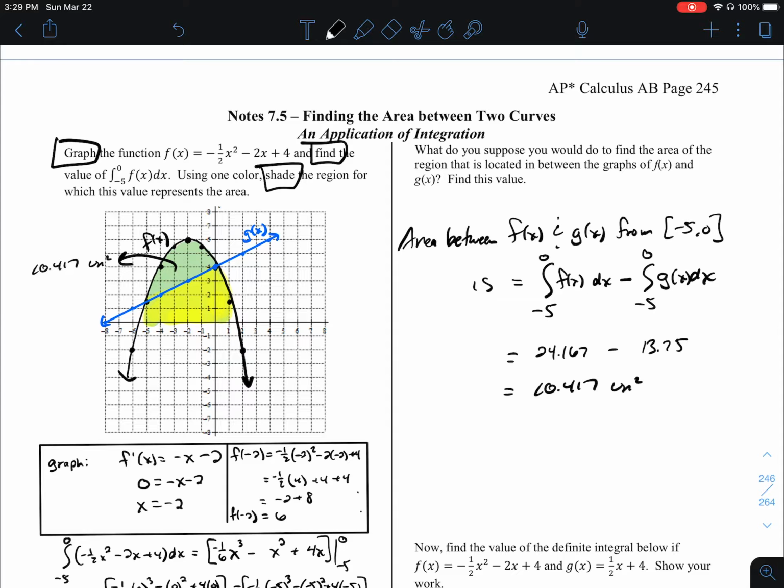Hopefully that makes sense. Let's do a real problem where we get rid of the baby steps, and it will be the same problem that we just did.